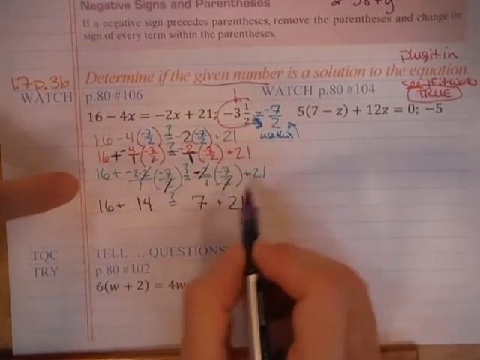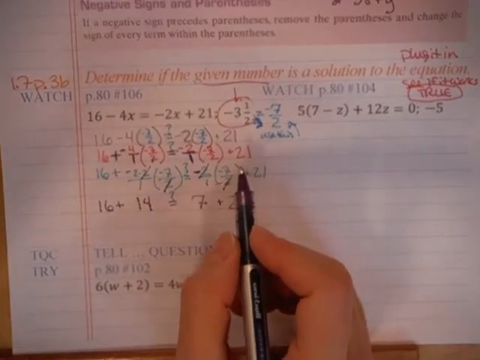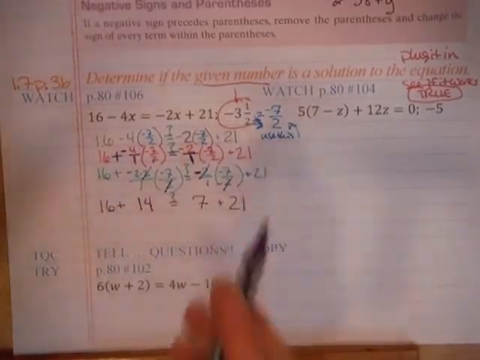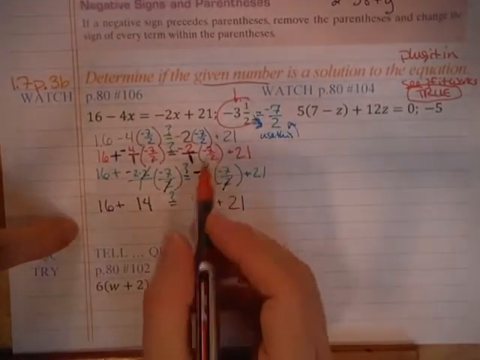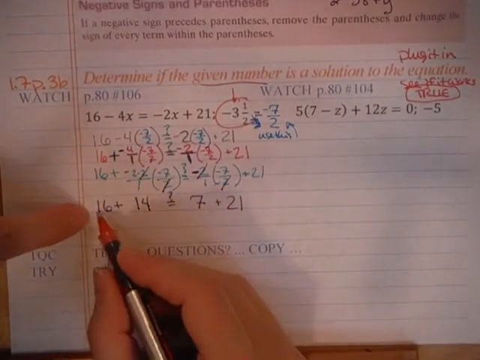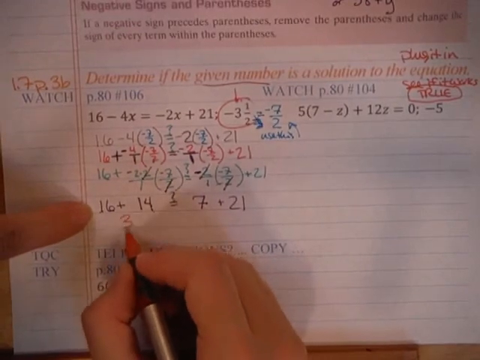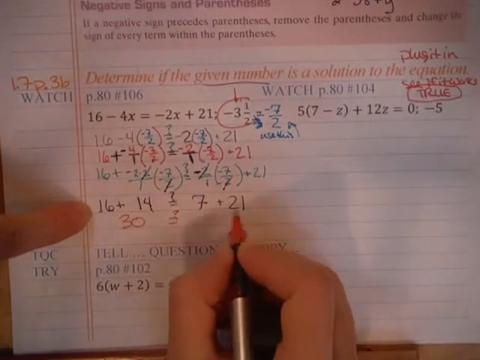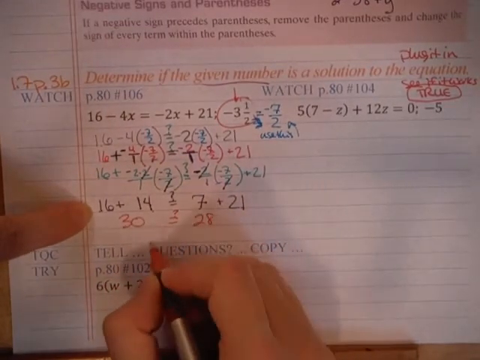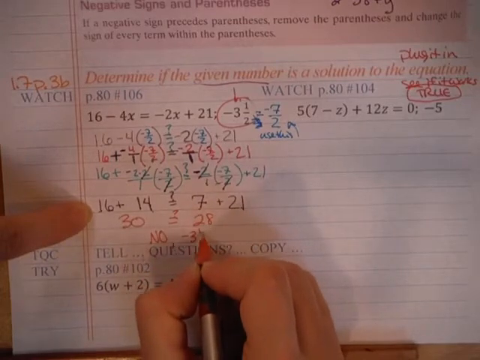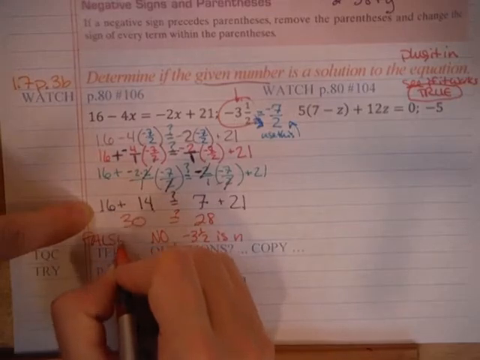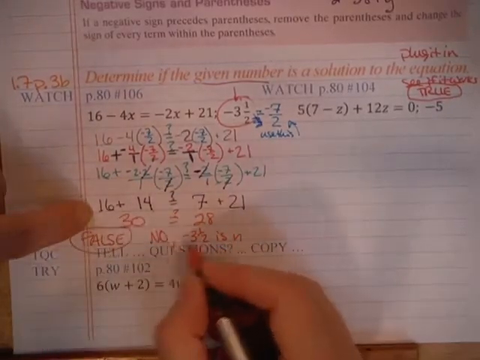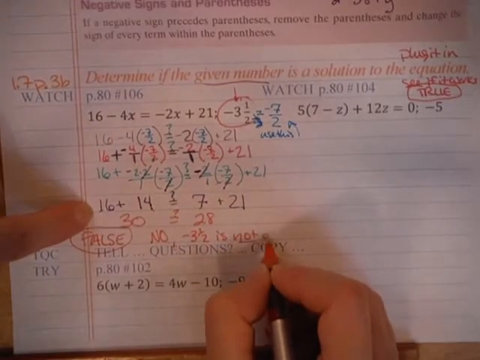So I did a lot of work in my head. So if you have questions about that, I'll be happy to walk that through even more carefully and precisely in class. So I'm still seeing, does this give me a true statement? 16 and 14 is 30. Does that equal 7 plus 21, which is 28? No. So negative 3.5 is not a solution. This is a false statement. So no, negative 3.5 is not a solution.